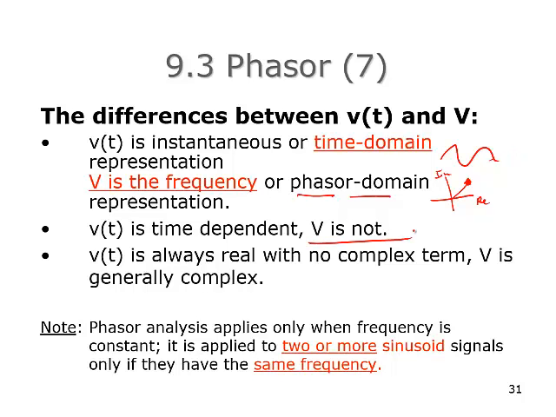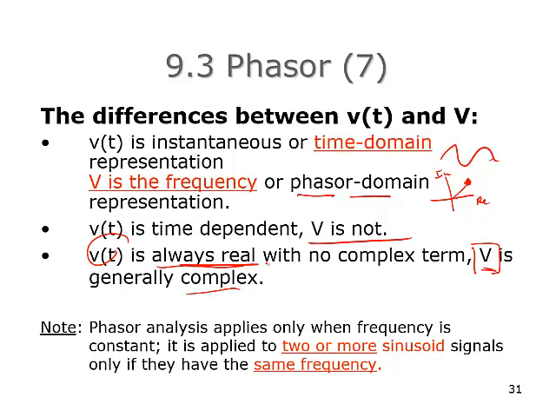So phasor V has no time dependency. Also, V of t is always real. Okay? There's no imaginary term on a V of t sinusoid because you can't measure it. V of t you can actually measure with your Analog Discovery scope. You can actually see that waveform. But you can never really measure a phasor. I mean, you can infer what the phasor is, but you can't see it directly. It's in the complex plane.